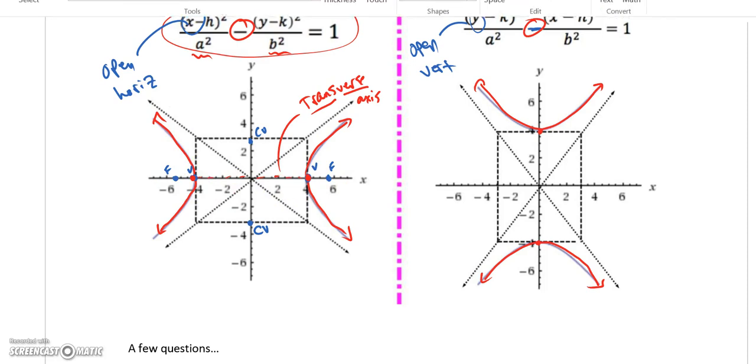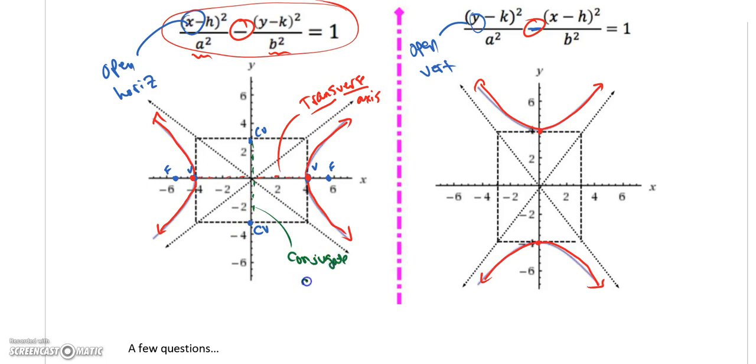The other axis, this one here that connects your co-vertices, it's called your conjugate axis. And I would just remember that's the one that starts with a C, connects your co-vertices, your conjugate, right? Connects your co-vertices.